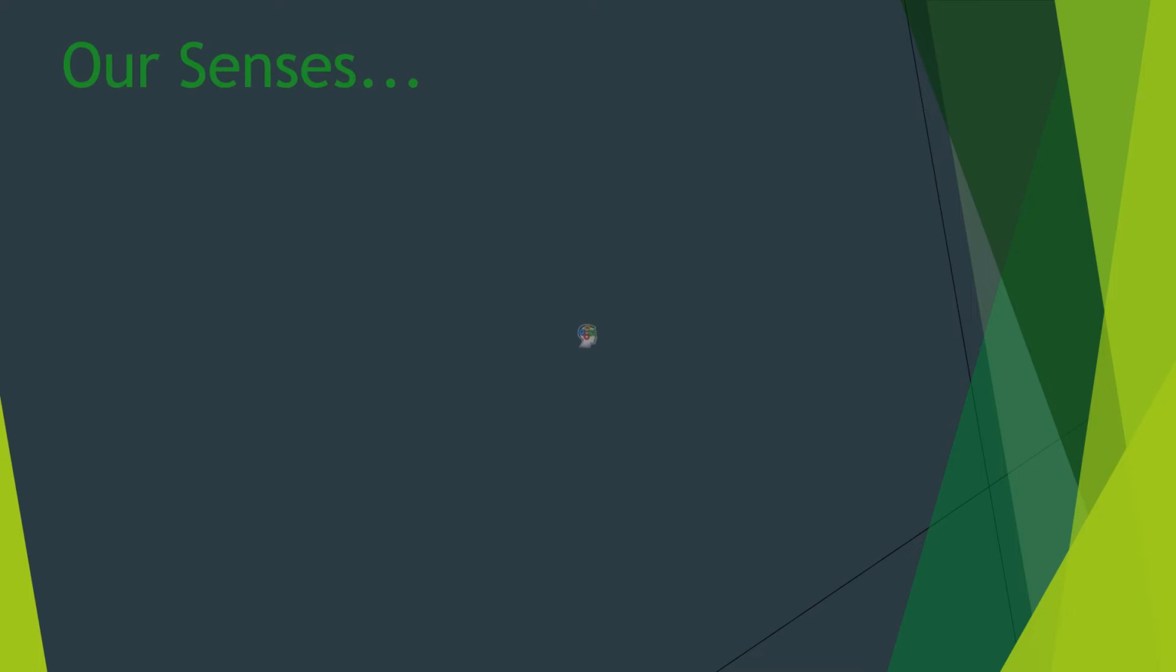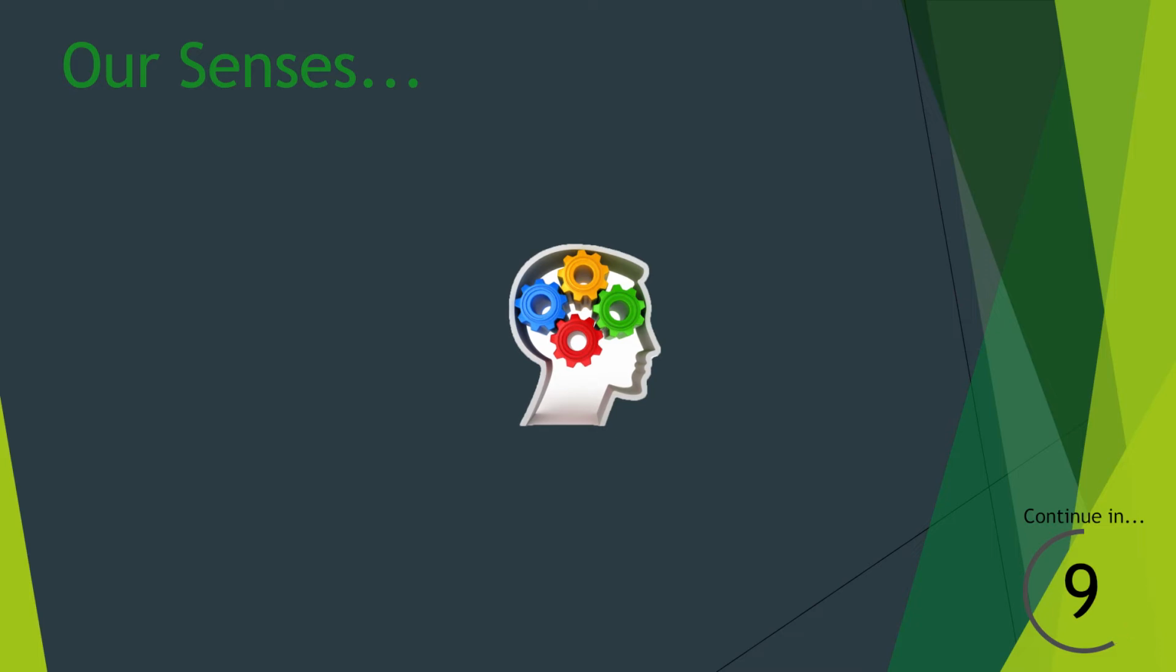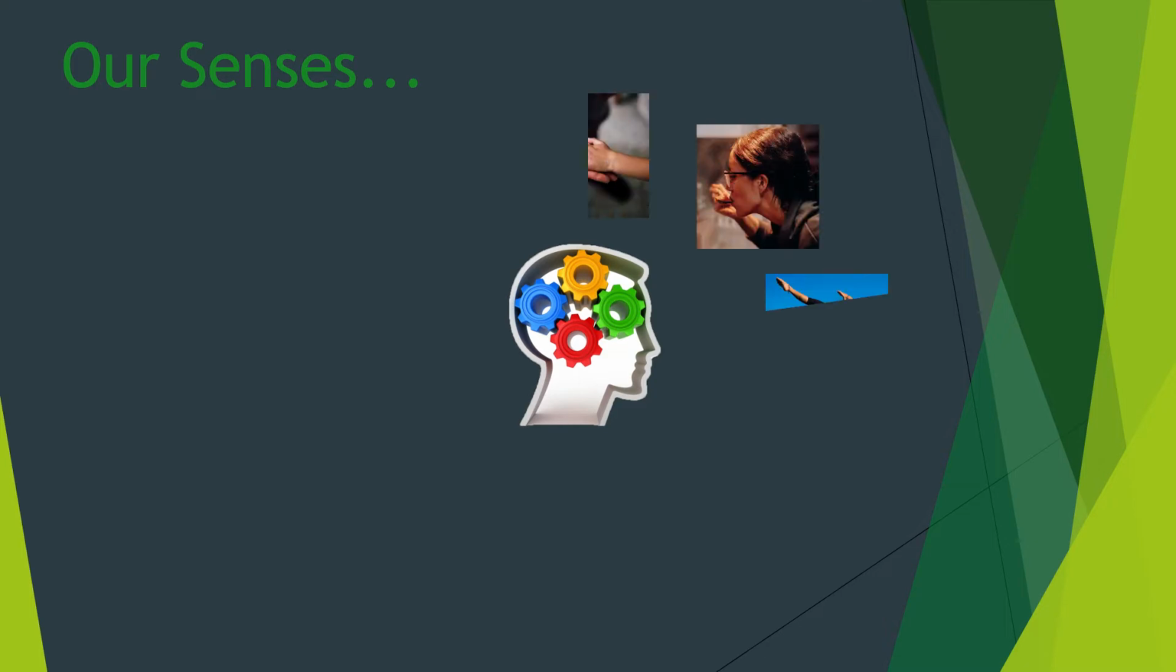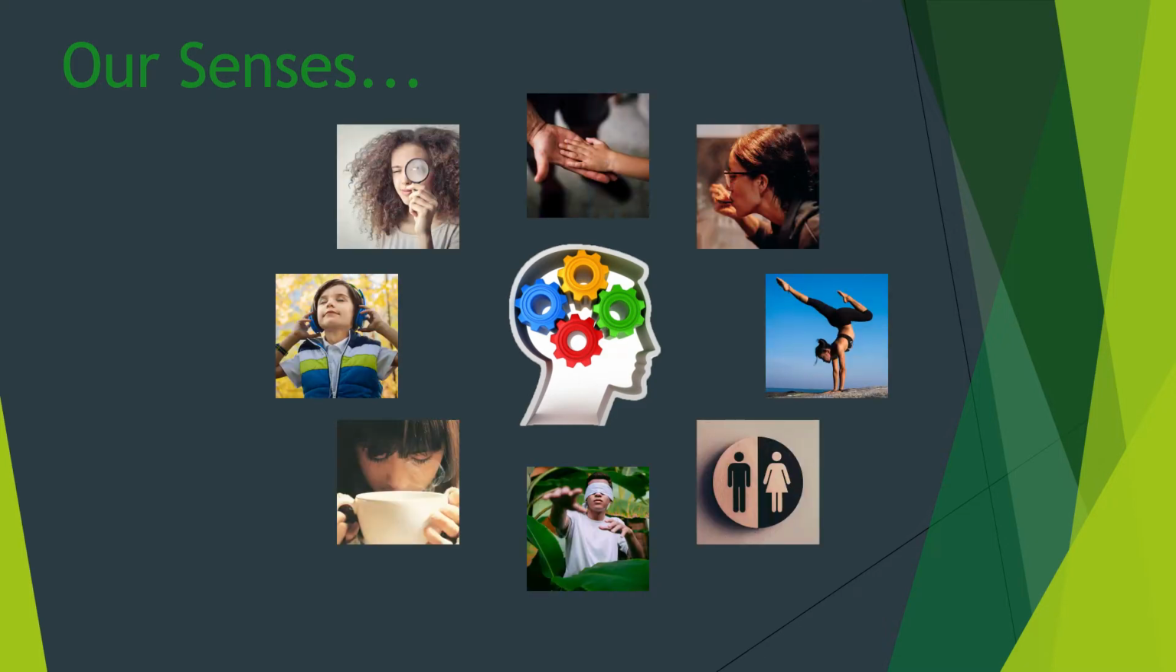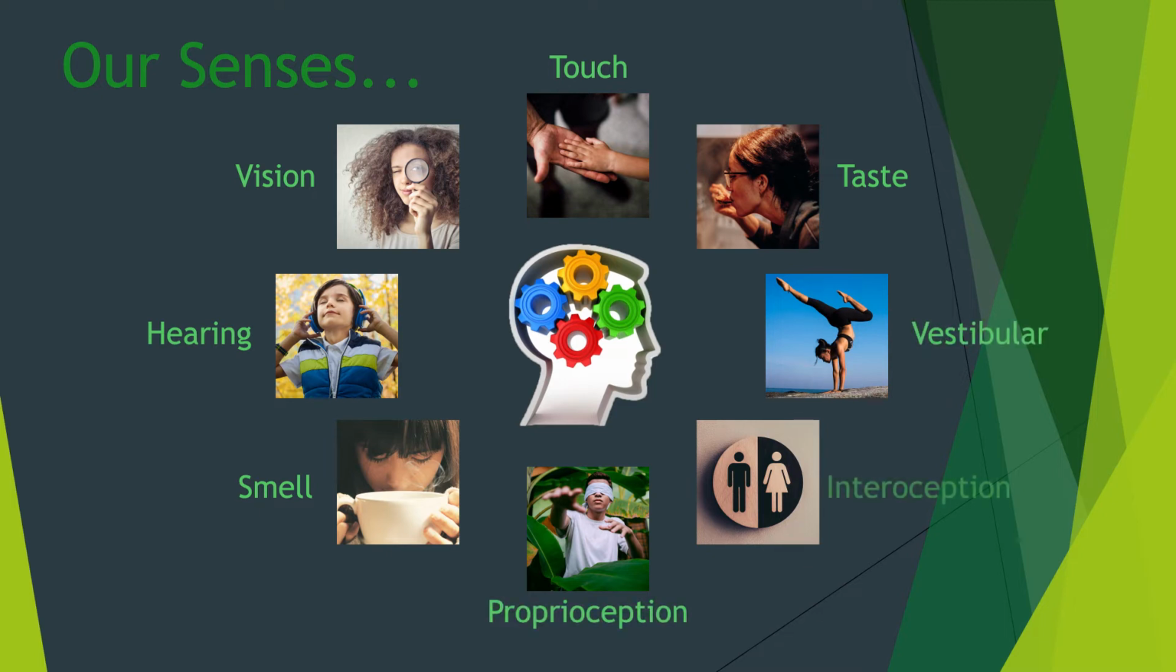How many senses do you think we have? Write down all the senses you can think of. You may have written down 5 or maybe 6, but the answer is actually 8. We have the 5 external senses that you are familiar with: touch, taste, smell, hearing, and vision. But we also have 3 internal senses, which are proprioception, vestibular, and interoception.